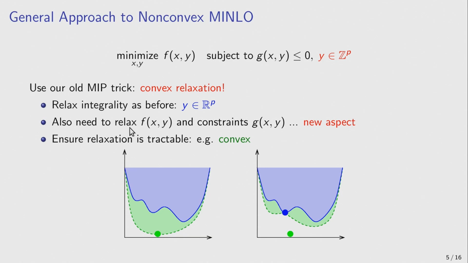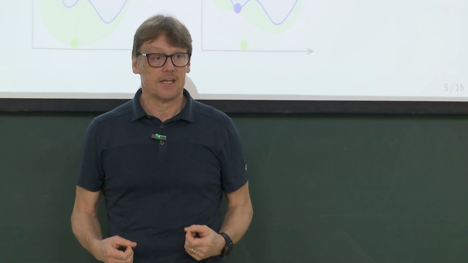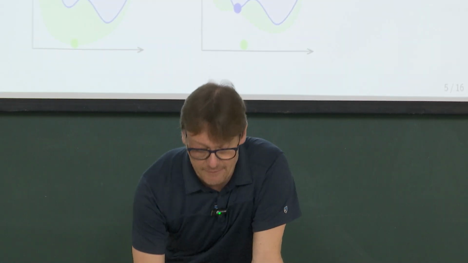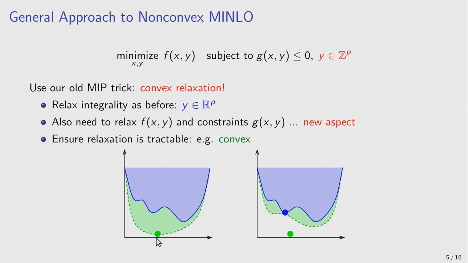And there are 2 things we want to do. One, we want to ensure that it is a relaxation, so it lies below the original function. And two, we need to make sure that we can solve this problem. It's tractable. So for that, we need something like convexity, so that we can have algorithms that guarantee to find the global minimum.